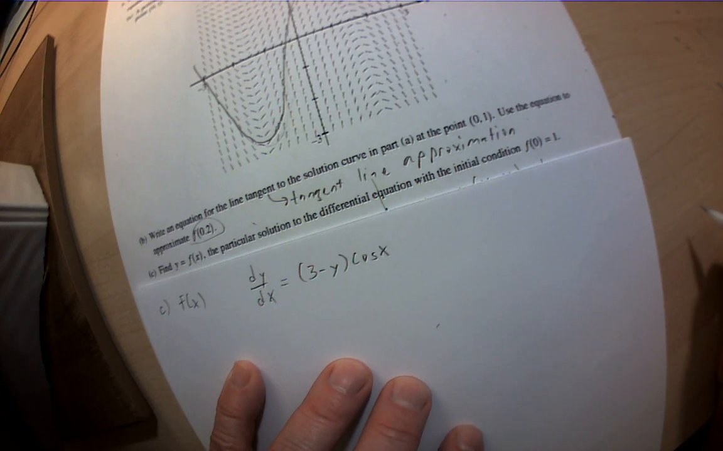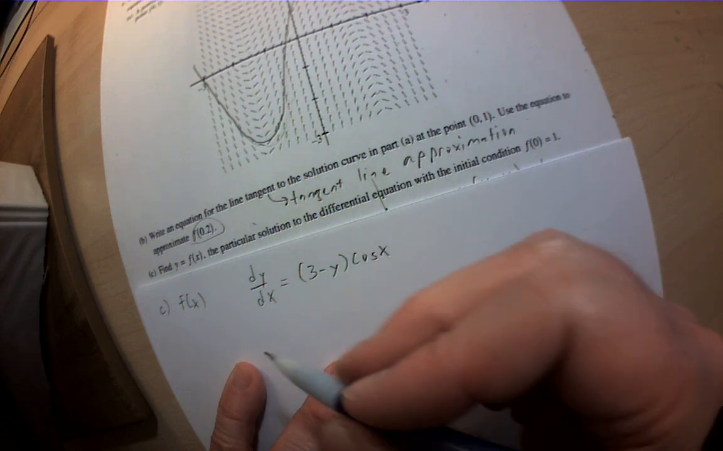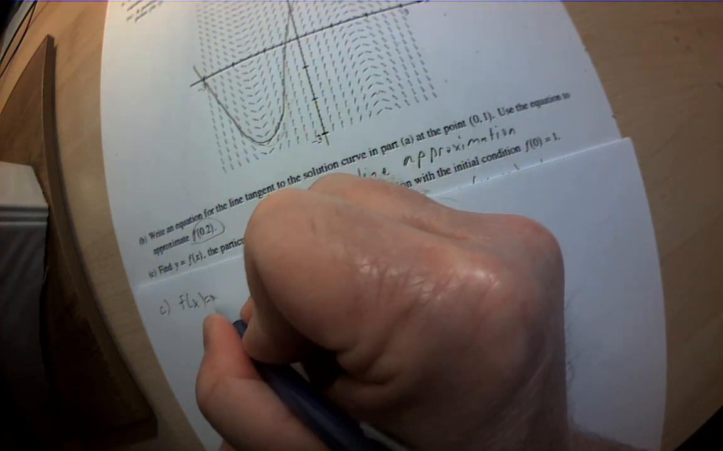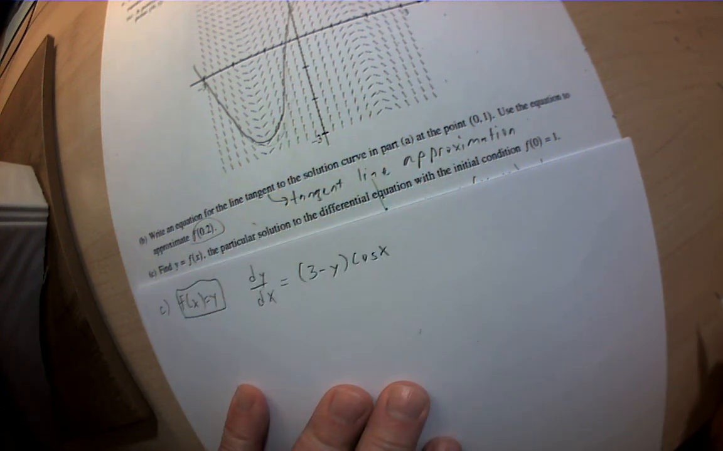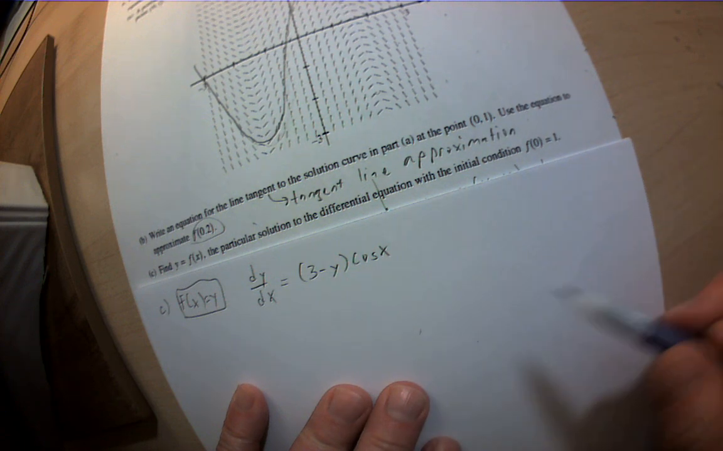I've got to integrate that. Okay, that's how I get y. So f of x equals y. That's what I'm looking for. I've got dy over dx, so I've got to integrate it. I've got a mix of x and y's. That should key you to separation of variables.